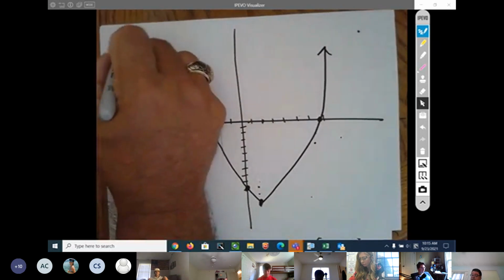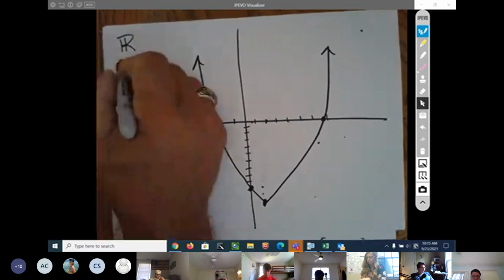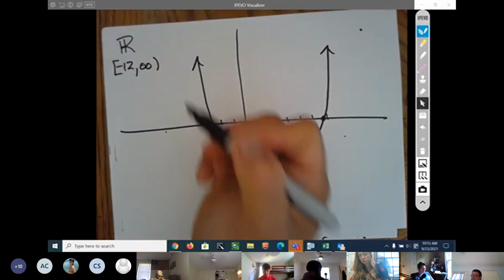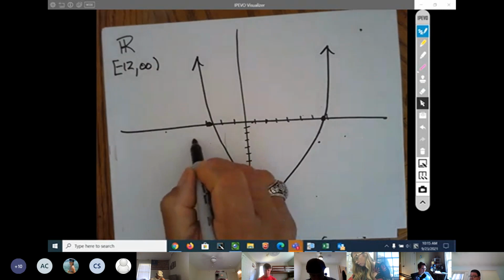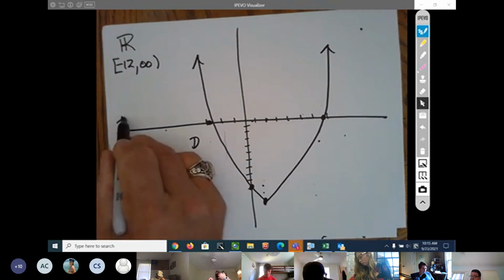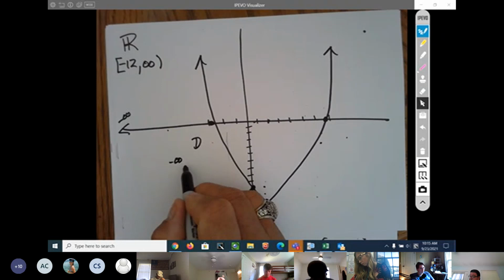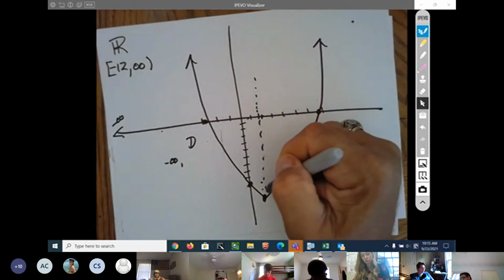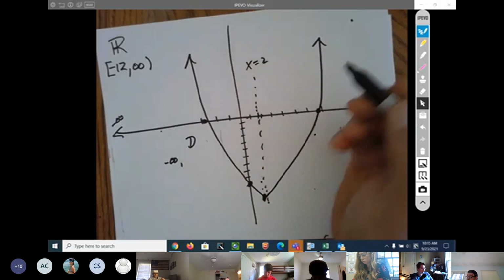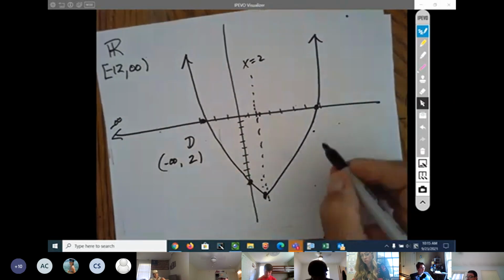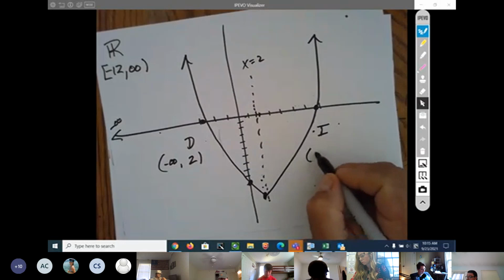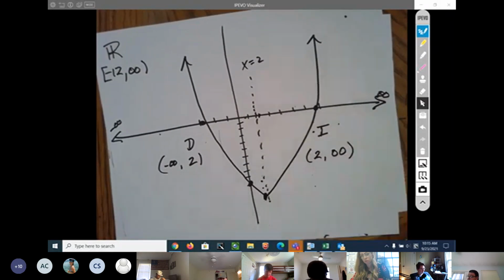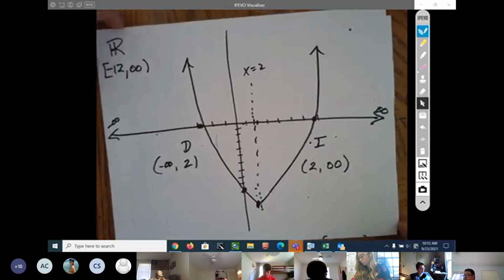My domain is all real numbers. My range is from -12 to infinity. My decreasing is from -infinity to, what is the line of symmetry, 2? And then increasing from 2 to infinity. And that's everything you need to be able to do.